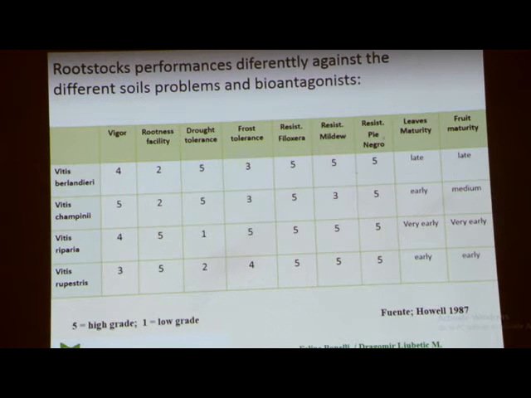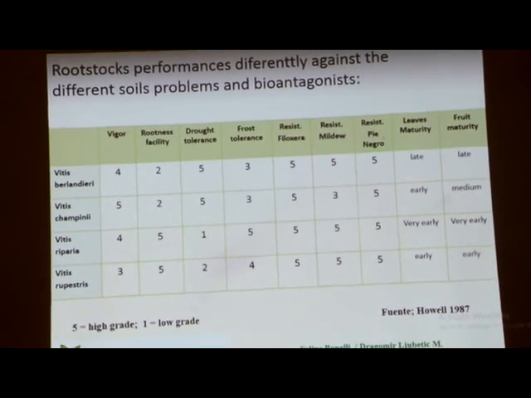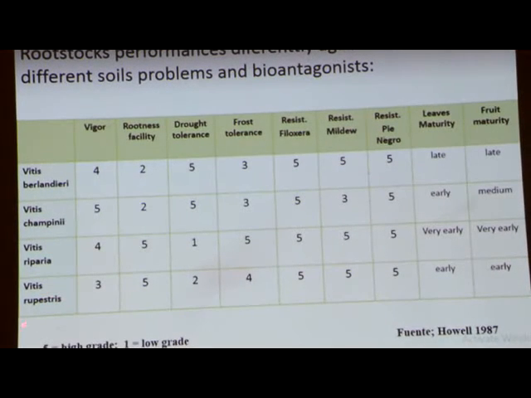So these four mother species, Vitis berlandieri, Vitis champigny, Vitis riparia, Vitis rupestris, perform differently against the different soil problems and against antagonists like phylloxera or nematodes or anything.